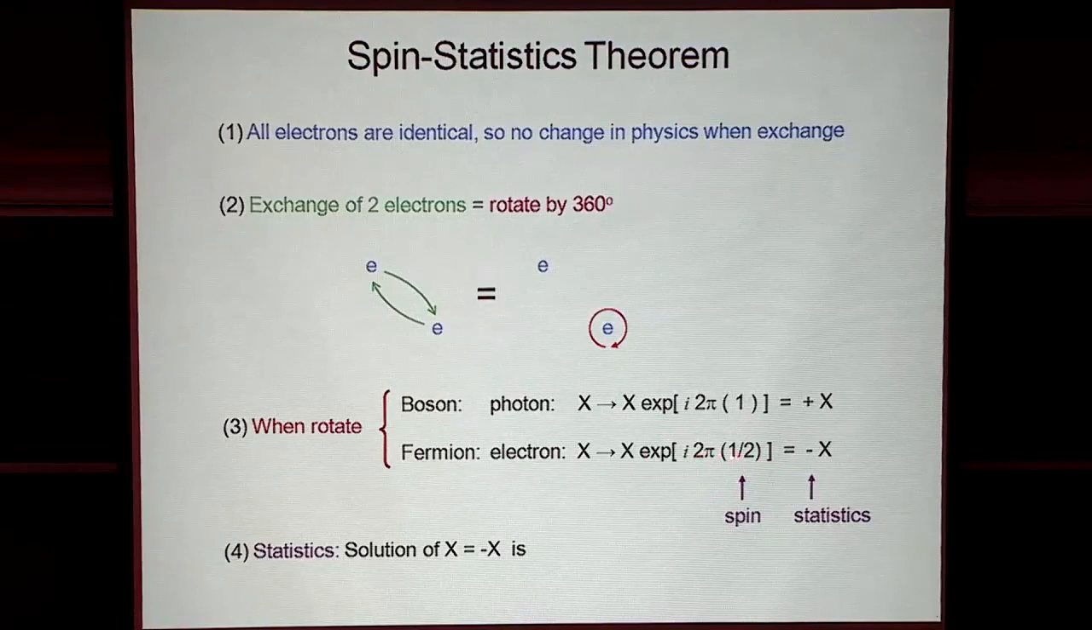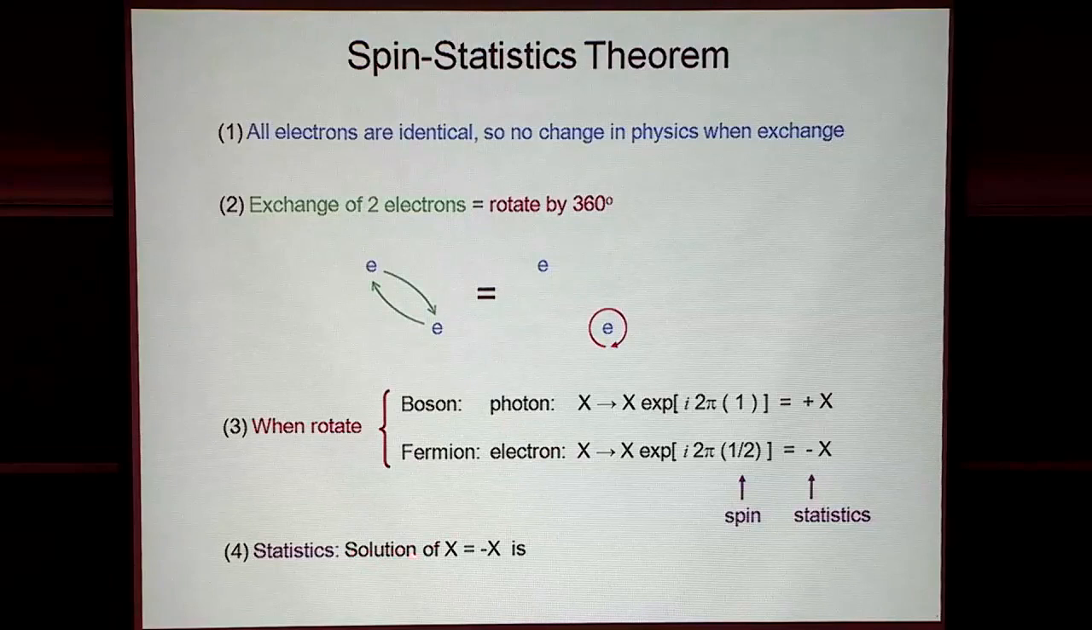Okay? That says that a state, x, the electron state, goes from x to minus x. So this connects the spin, whether it's integer or half integer, to the statistics. Okay? So now let's solve the problem. For the electron, you do this, and you have a solution of x is equal to minus x.